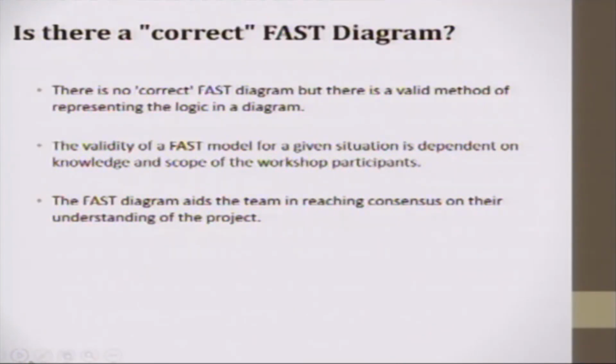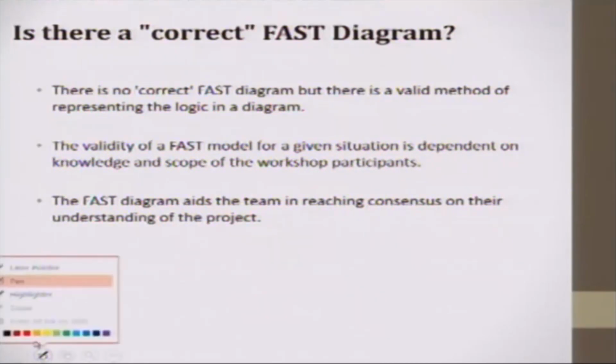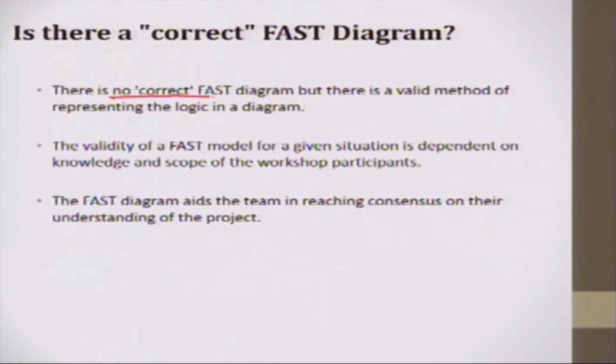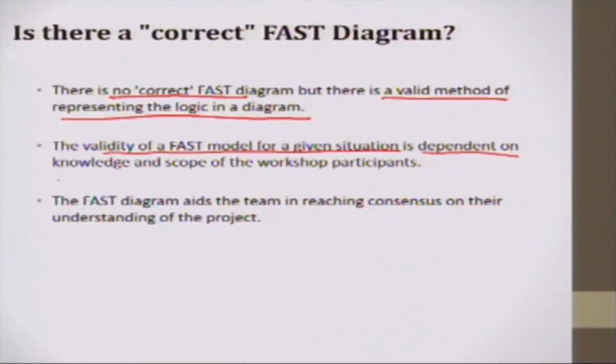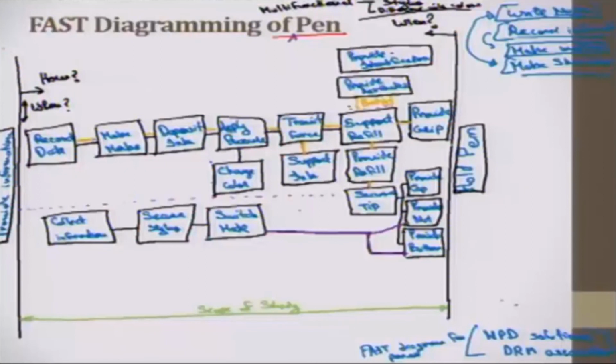Is there a correct FAST diagram? There is no correct FAST diagram, but there is a valid method of representing the logic in a diagram. As I said, I can choose to put support refill on the left or right side. It can vary, but the basic logic, the layout of the functions, remains the same. The validity of a FAST model for a given situation depends on the knowledge and scope of the workshop participants. It is my knowledge that is building this FAST diagram. If a team comes, they can do this in a different way.